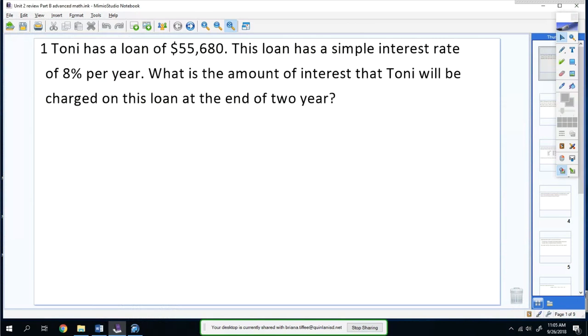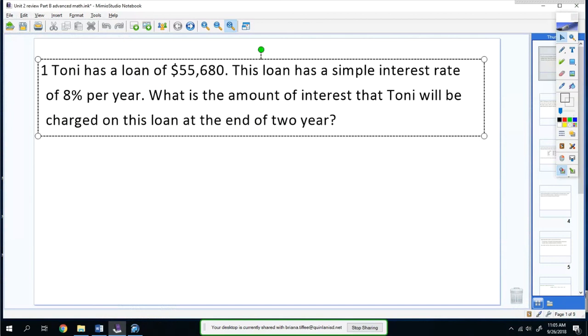All right. So this is your Unit 2 Part B review for your advanced math. First one says Tony has a loan of $55,680. This loan has a simple interest rate of 8% per year. What's the amount of interest that Tony will be charged on this loan at the end of 2 years?